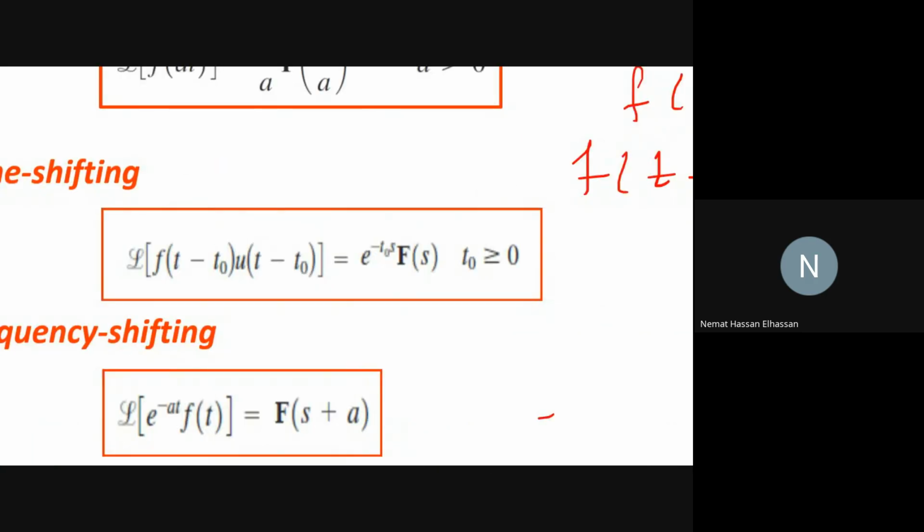Make sense? So a shift in time domain is equivalent to a multiplication by an exponential function in frequency domain. I'm just giving you the information now, but we'll practice on them in a minute. Because you need to understand. Are we clear?